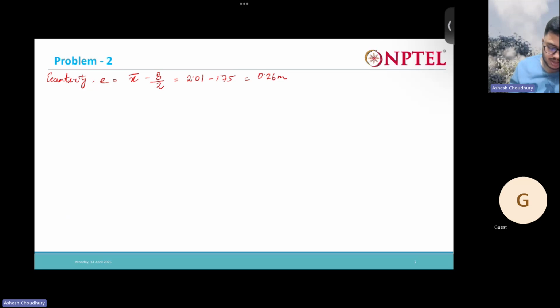Now the eccentricity should always be less than B by 6. You know that, right? Less than B by 6, so that no tensile pressures develop at the base of the retaining wall. So what is my B? My B is nothing but 3.5 meters. So B by 6 is 0.58. So 0.26 is less than 0.58, so there are no issues.